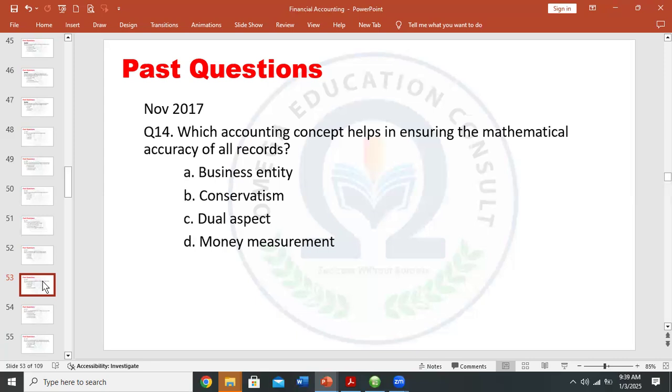I think you can only know that. I think dual aspect. Exactly, because mathematical accuracy is determined in accounting by preparing the trial balance, where all your debits should be equal to your credits. So it still bothers about the dual aspect, which is speaking to us about the double entry, the debits and credits. So that's true.